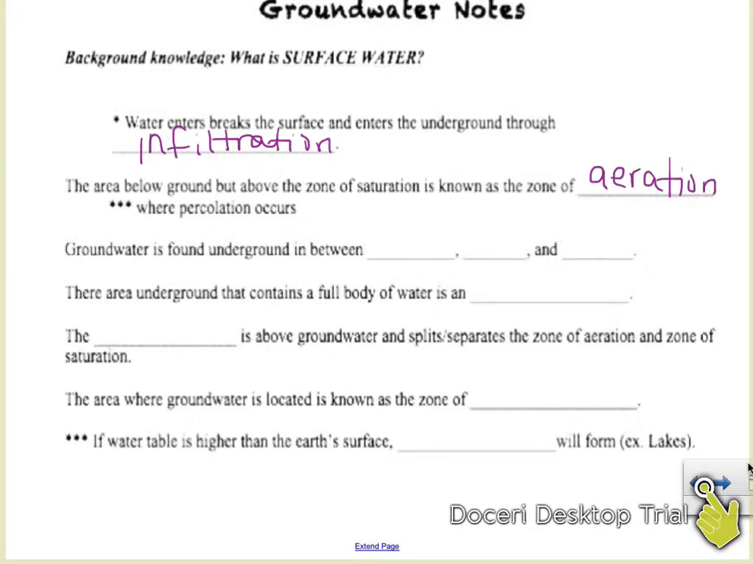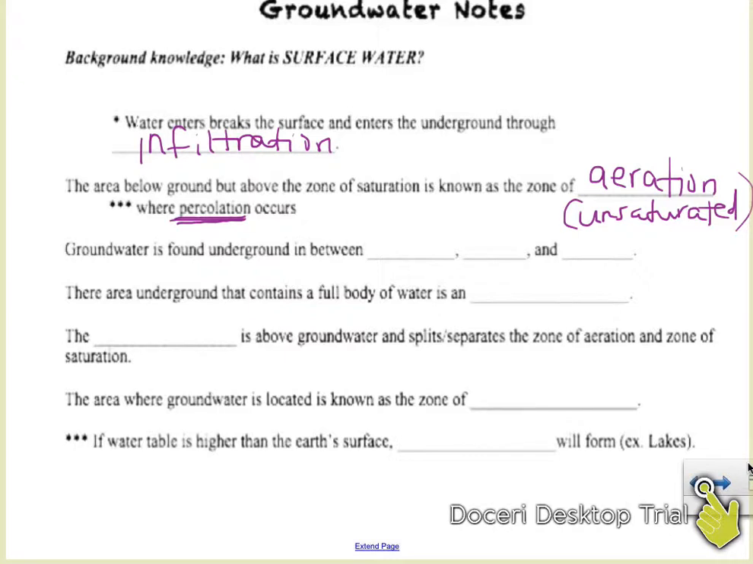Underneath, if you wrote aeration, I want you to write unsaturated as well. If you wrote unsaturated, I want you to write aeration so that you know the two mean the same when you're studying. I also want you to underline or highlight, this is where percolation occurs. What is percolation again? Movement of water. That's where the water's moving. Good.